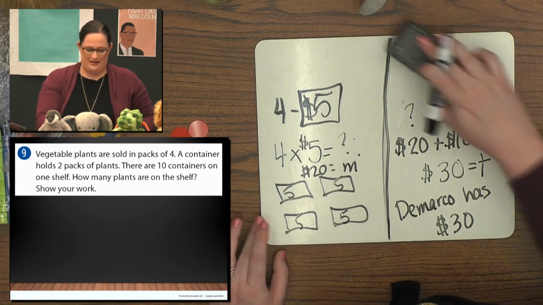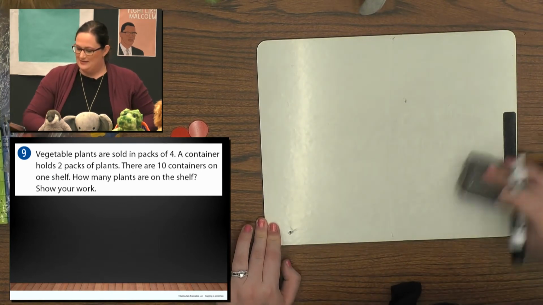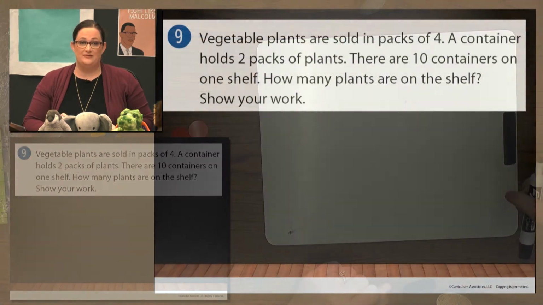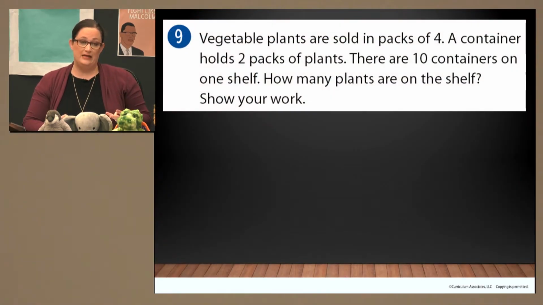That would be lovely. Okay, friends, let's take a look at this last problem. And I'm gonna see if you can solve it on your own. We're gonna do our 3-read, and then I'm gonna give you a minute to solve, and then we'll see where we are.